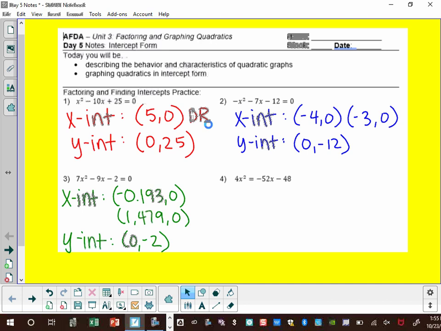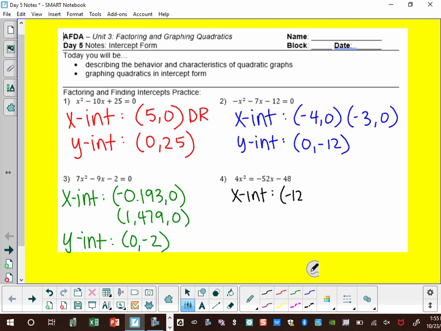Alright, so for number 4, there are no x-intercepts, sorry, there's a y-intercept. My x-intercepts are negative 12, 0, negative 1, 0. All good? Alright, now we're going to go backwards. We're going to go back over what we did on day 1.